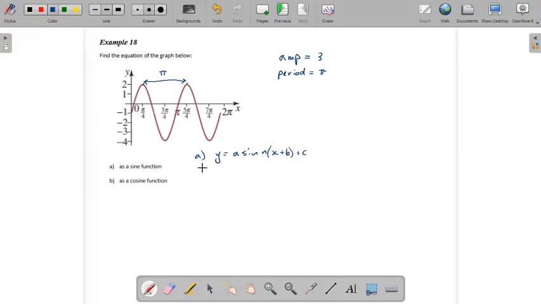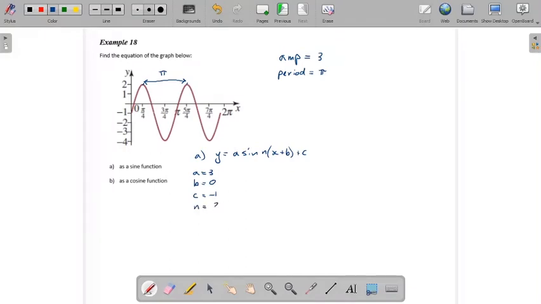So if we start by looking at our value for a, our amplitude is 3, and because it's not reflected, our value for a is 3. Our value for b is determined by seeing if we've got any horizontal phase shift, and we can see there isn't. It's starting normally where it would for the basic sine function, so our b value is 0. C, on the other hand, is going to be -1 because we can see that it's dropped down by 1 unit.